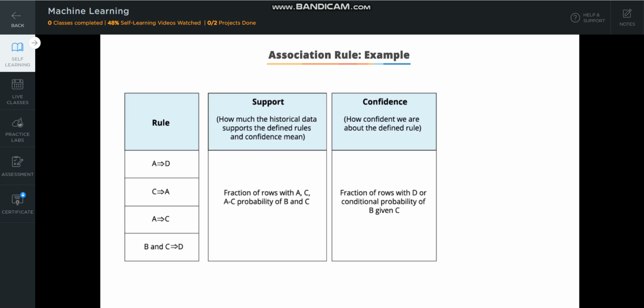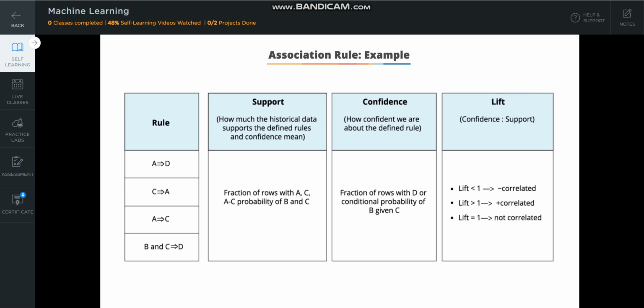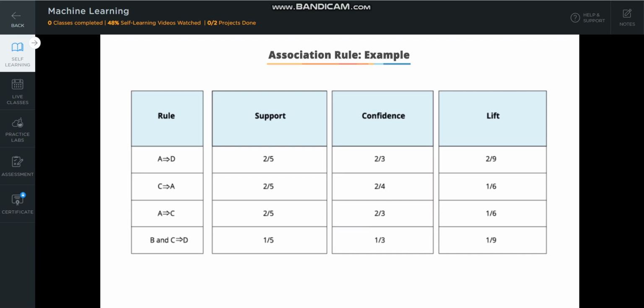Support can be calculated as the fraction of rows containing both A and C, or joint probability of A and C. Among the rows containing A, confidence is the fraction of rows containing C, or conditional probability of C given A. Lift is the ratio of confidence to support. If the lift is less than 1, then A and D are negatively correlated, else positively correlated. If it is equal to 1, it is not correlated. So when you are calculating support, confidence, and lift, values will result in the given matrix.